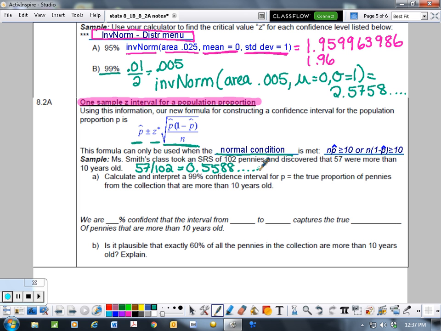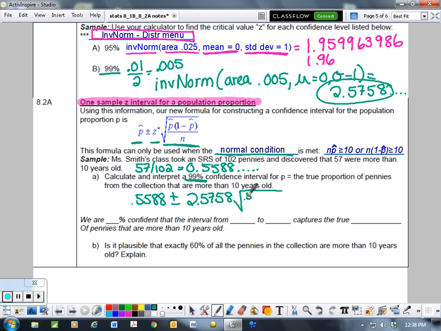Calculate and interpret a 99% confidence interval for P, the true proportion of pennies from the collection that are more than 10 years old. Okay, so I'm going to start with P hat, which is 0.5588. I'm going to plus or minus, and now we're going to do a 99% confidence interval. So I need to figure out my critical z-value for 99%. Luckily, we did that up here. 2.5758. And we're going to times by the square root, and we're going to do that standard deviation.